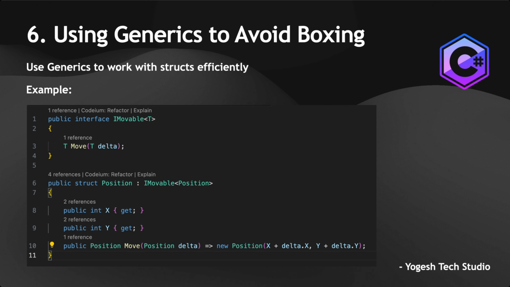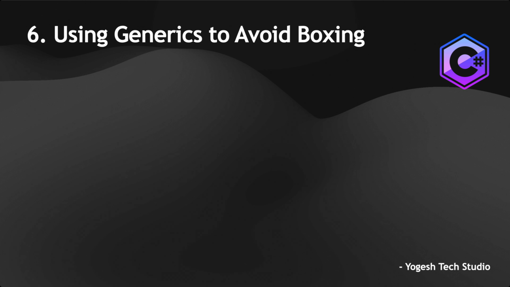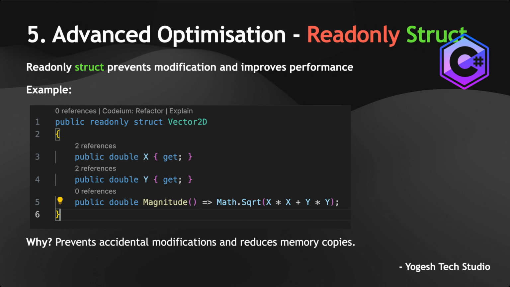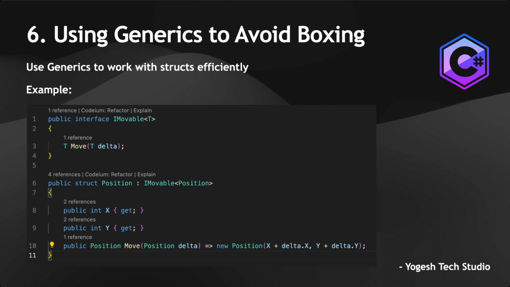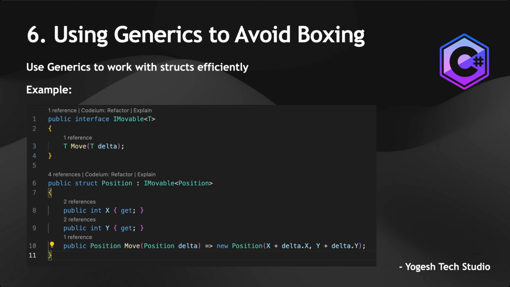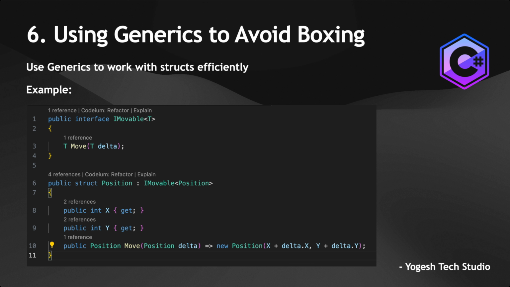So next we'll see how to use generics to avoid boxing. We will see an advanced example here. We are declaring an IMovable interface with the generic type. You can see that with the Position struct we are implementing IMovable, right? But while implementing, as you can see on line number 6, we are passing the generic type, that is Position again. So this will avoid boxing. And on line number 10 you can see the implementation of the Move method.